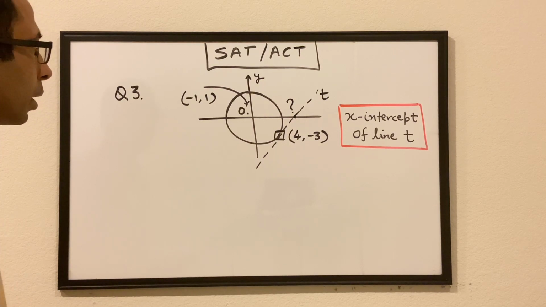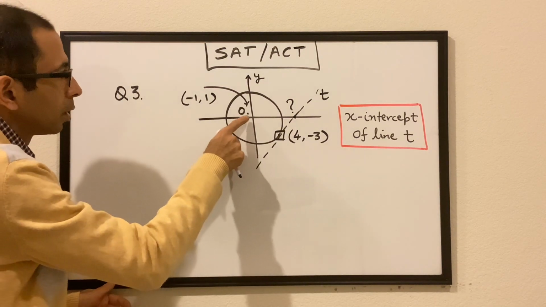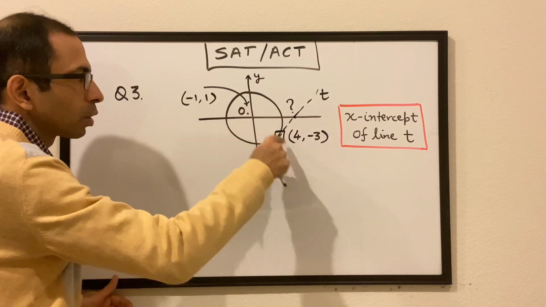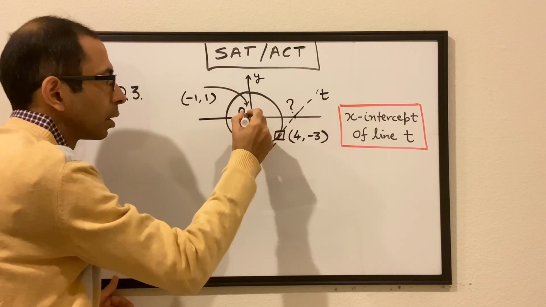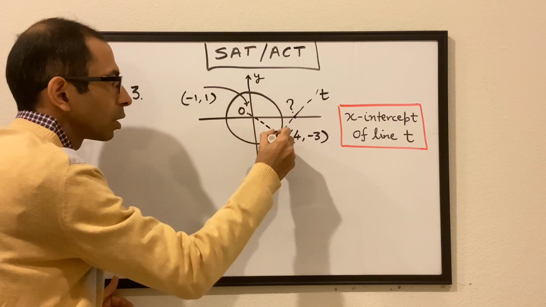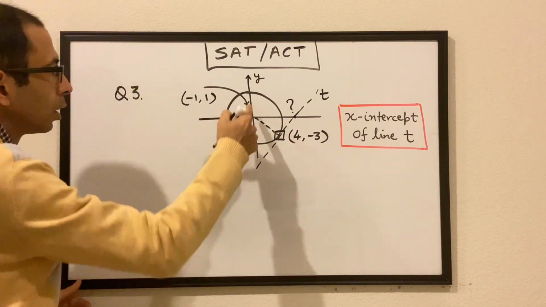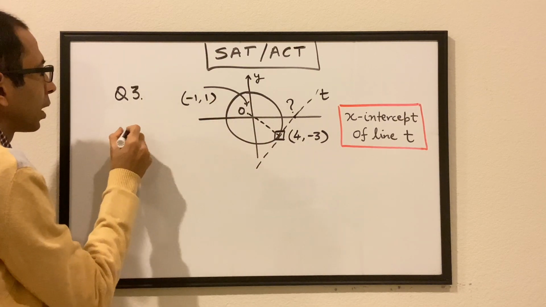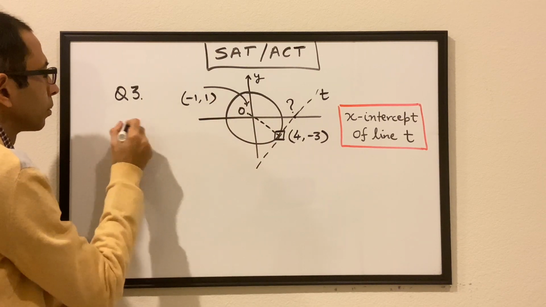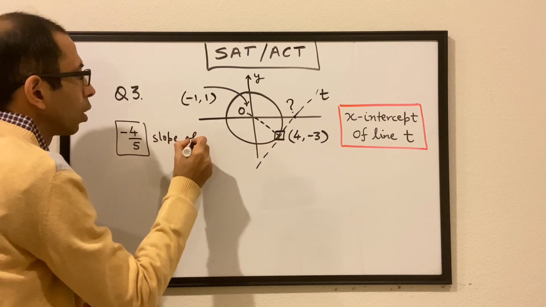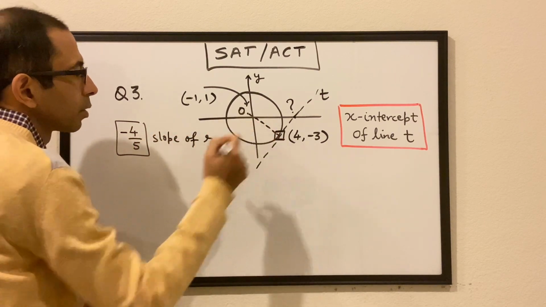Pretty straightforward in the sense that we have the coordinates of the center, we have the coordinates of this point, so we can find the slope of this line, the radius. y2 minus y1 over x2 minus x1. The slope of this line comes out to be -4 over 5, right? So this is the slope of the radius.